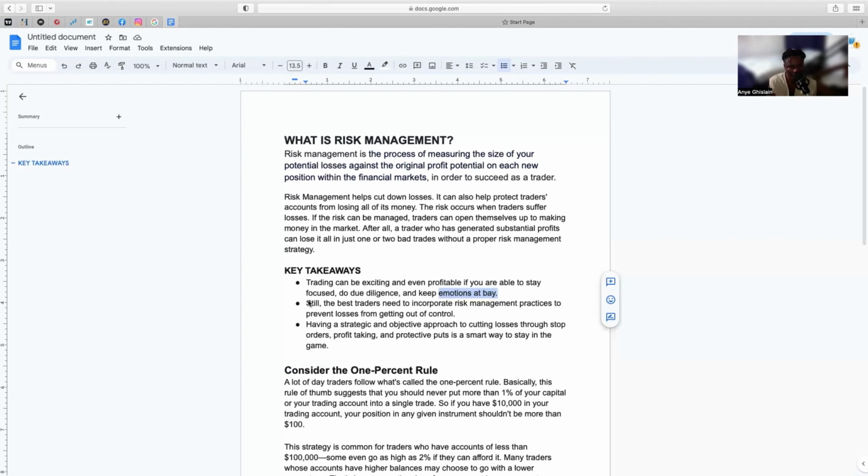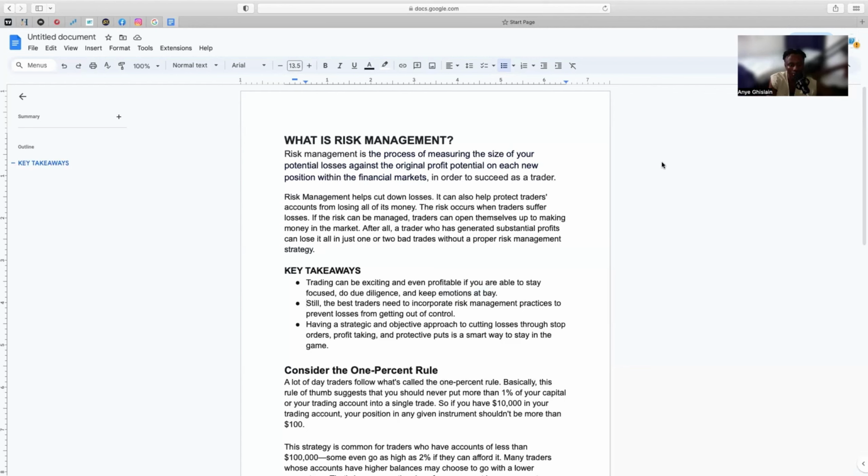Okay, the second point here: the best traders need to incorporate risk management practices to prevent losses from getting out of hand. If you're buying at point A and you're getting out at point B, nothing should make you push your stop loss to point C up here or point D all the way up here. Because when the market is approaching your stop loss, you feel like, no, it's too tight. Let me increase it. Let me increase it. You end up increasing all of your money on one single trade and you will be burned. These things happen a lot, right?